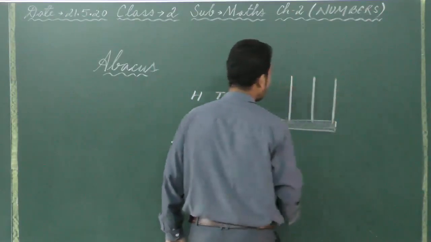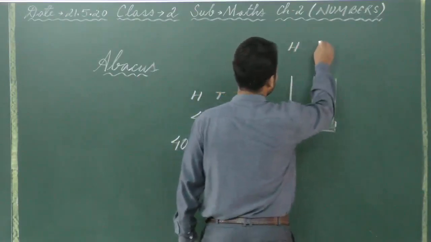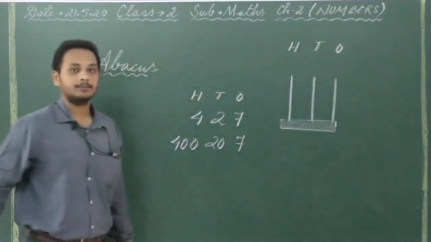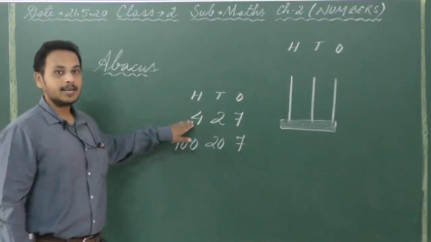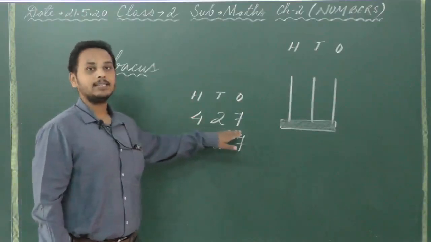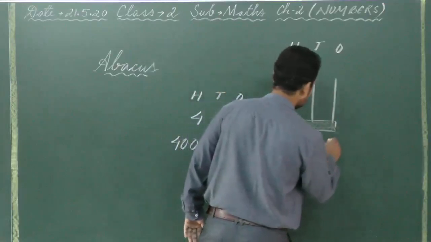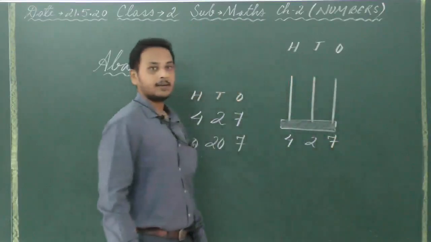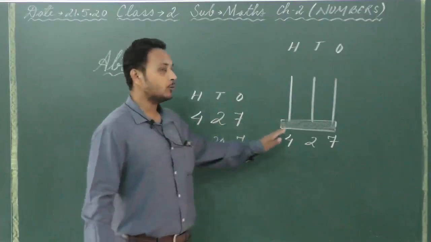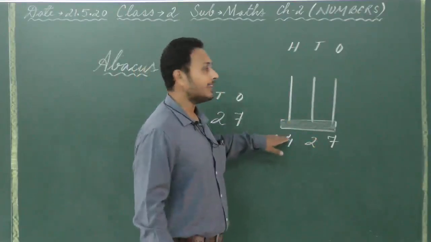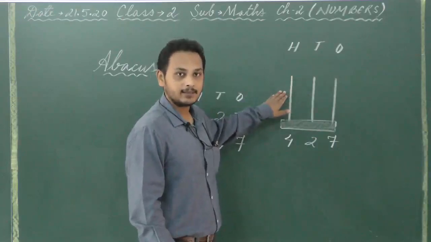Okay, these 3 lines represent the places or positions, that is ones, tens and hundreds. Now these numbers that are here, 427. Now we are going to write these numbers here, 427. Now when you take a look over here, 4 is in hundreds place.